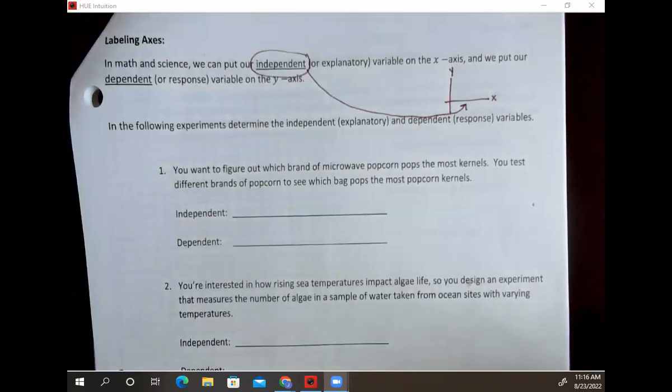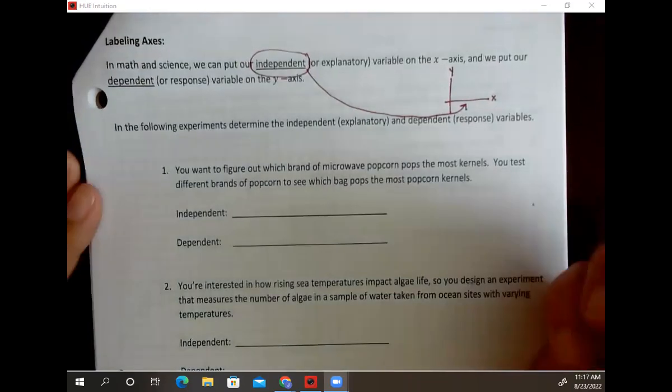Okay, so if I am looking at the rate at which a pot of boiling water cools, the thing that I can control is how often I check the temperature of the water, right? So that time when I check the temperature of the water would be my independent variable. That's the thing that I'm controlling. I'm in charge of when those temperature checks happen.